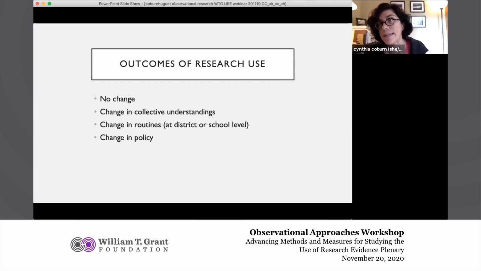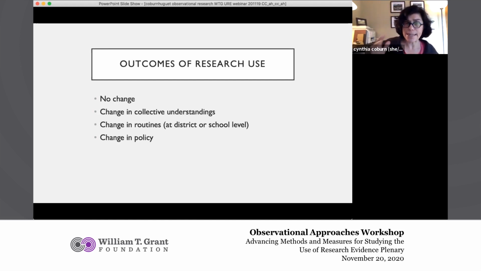changes in collective understandings, like understandings of what the problem is in a given setting, or changes in routines at the district or school level, which is really about how district leaders or school personnel do their work. So the district leaders may change the ways that they support underperforming schools, or schools that are in trouble, in particular ways. That's a change in the nature of their work, or a change in their routines. Or it could result in a change in policy.